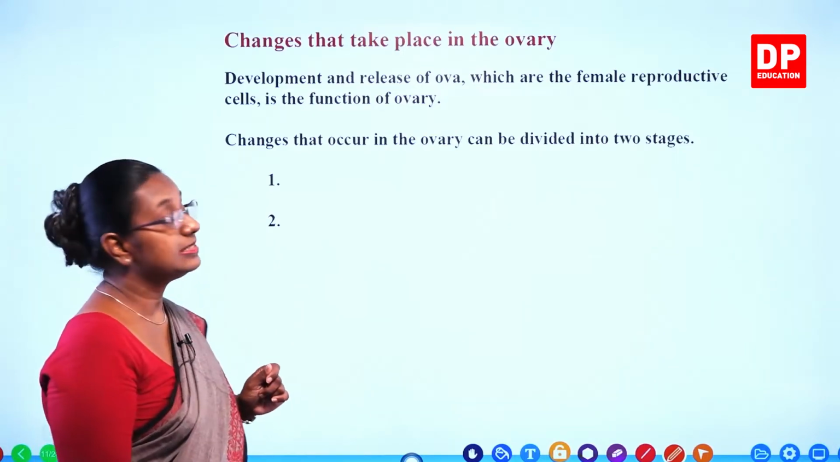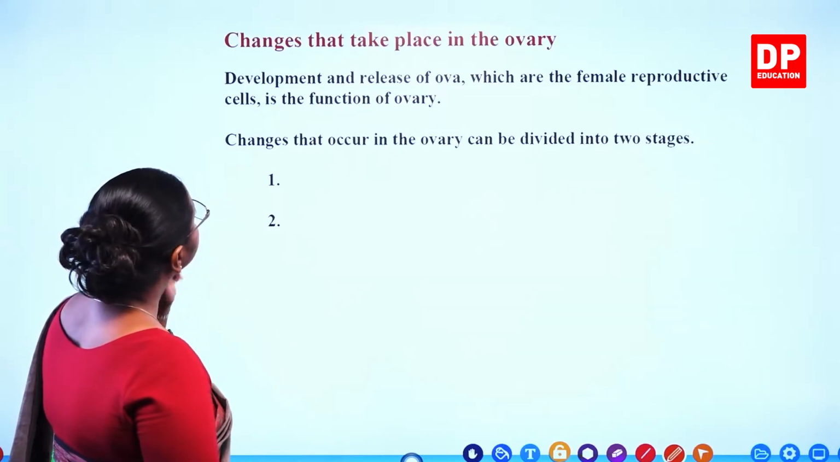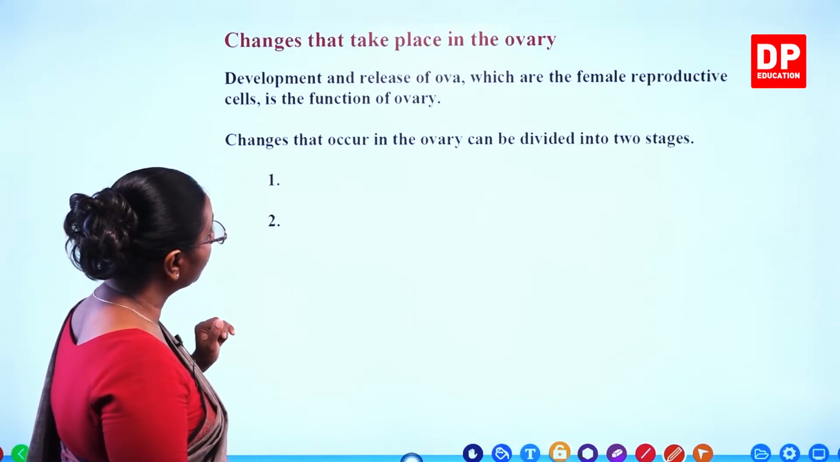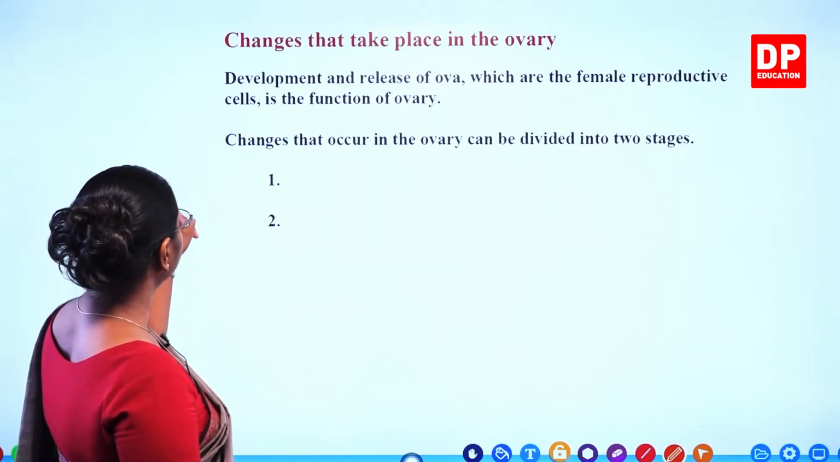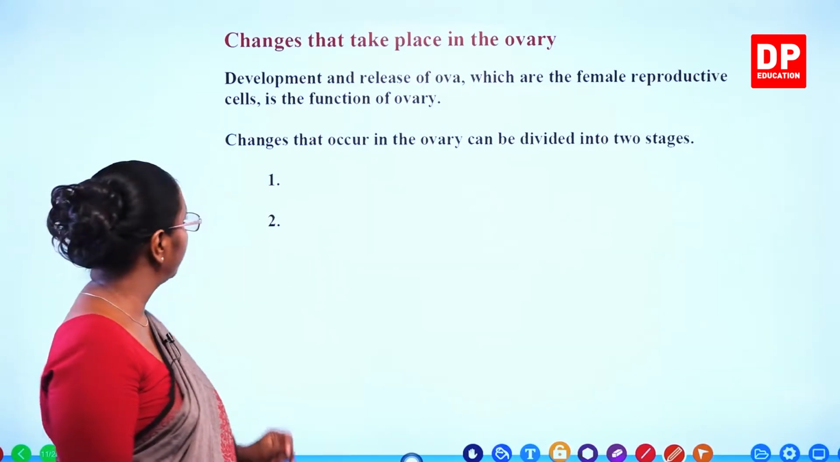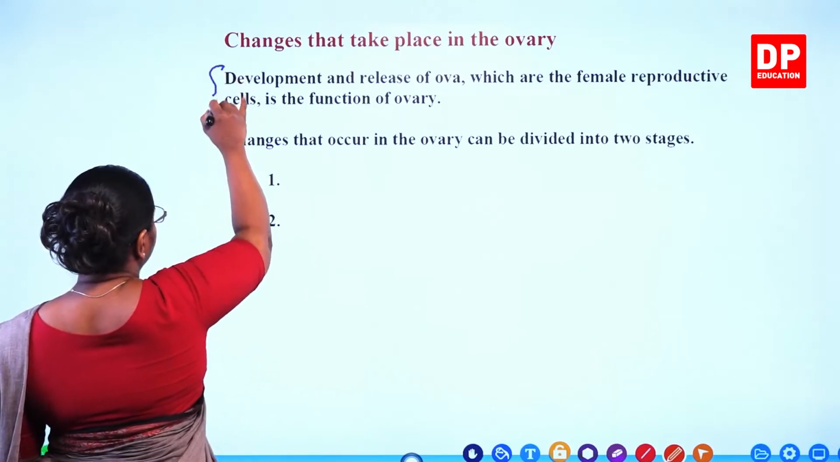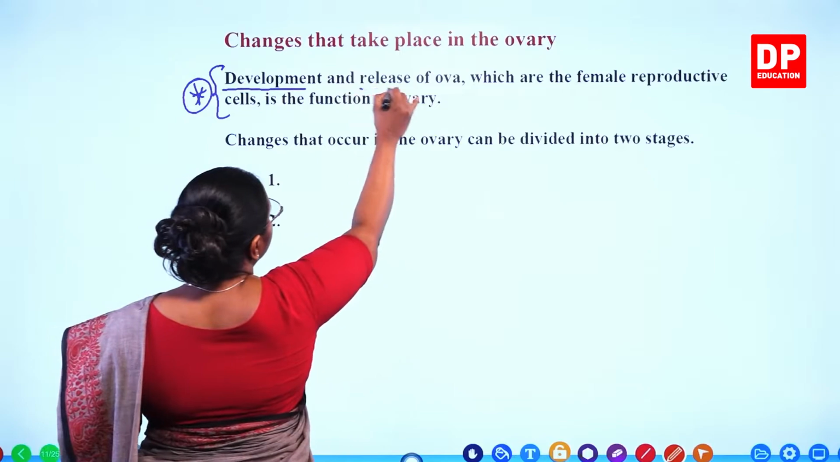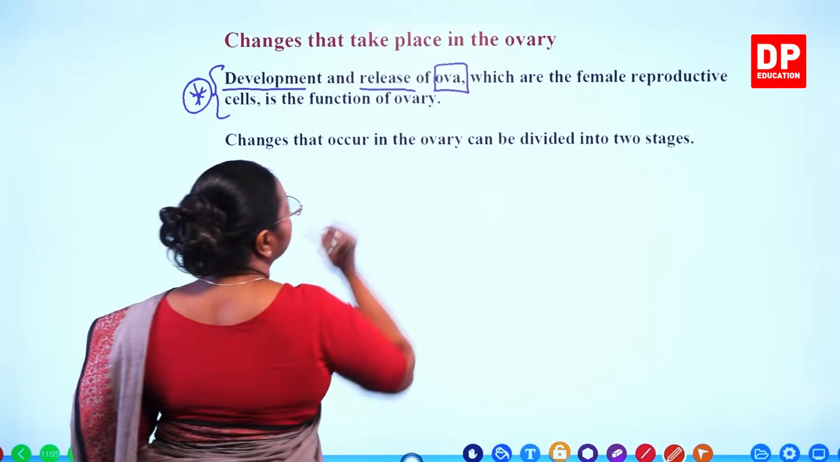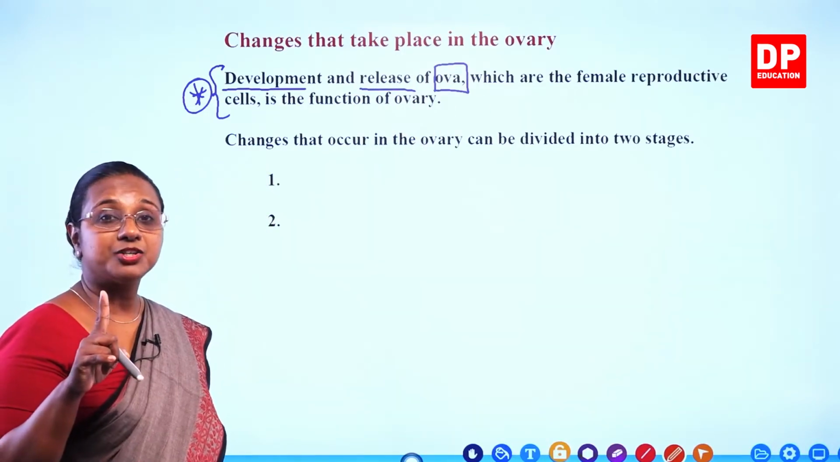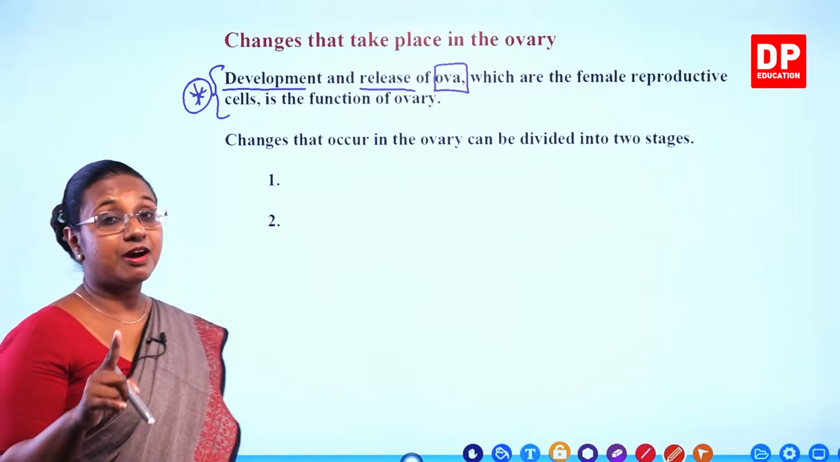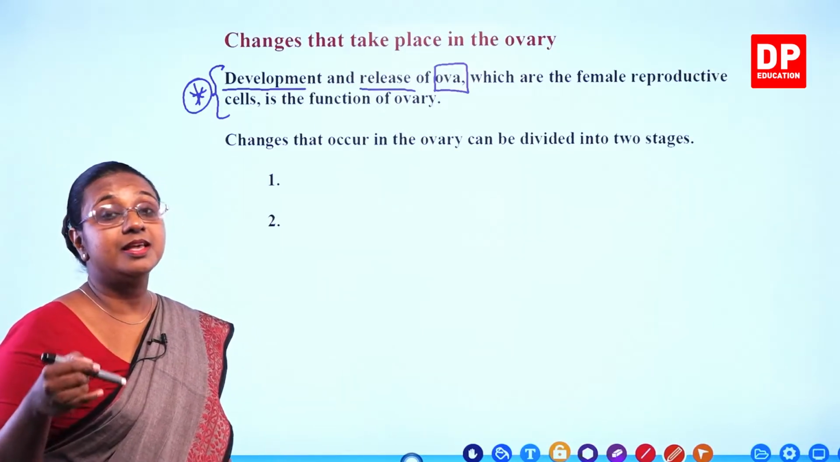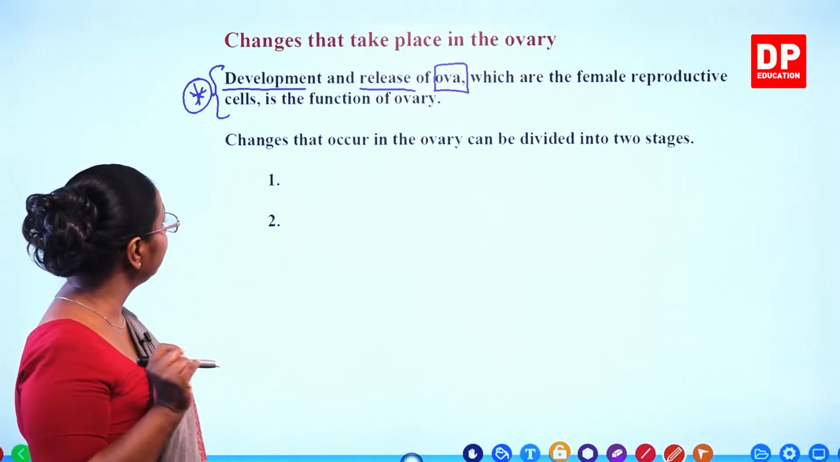Changes that take place in the ovary. Development and release of ova, which are the female reproductive cells, is the function of ovaries. So, very important. Development and release of ova. That is one main function of the ovary. There is another function, the ovary secretes hormones. I told you all that before.